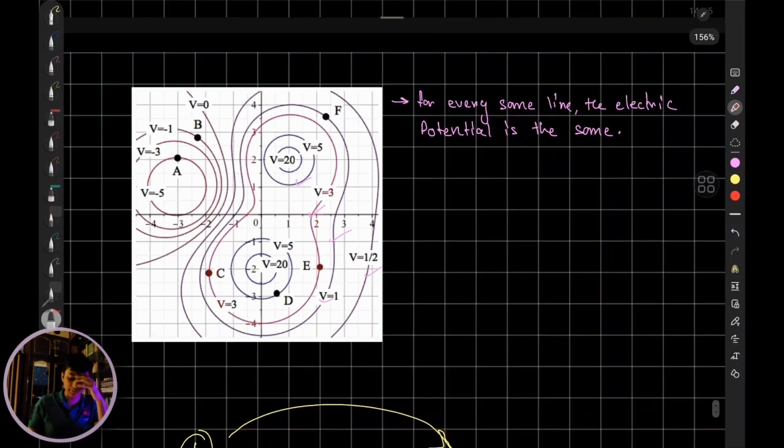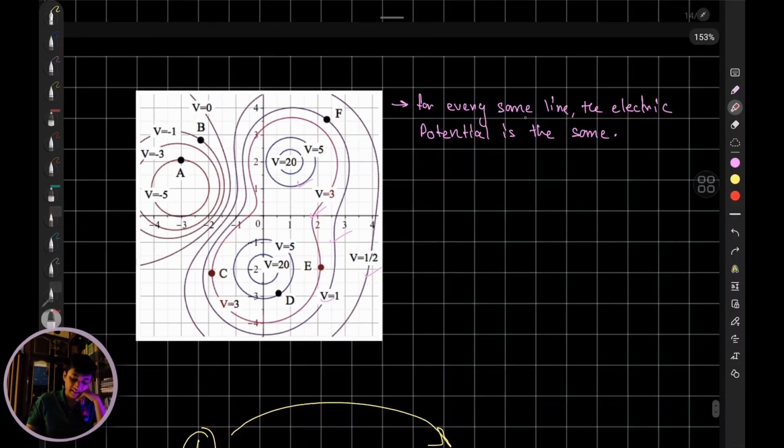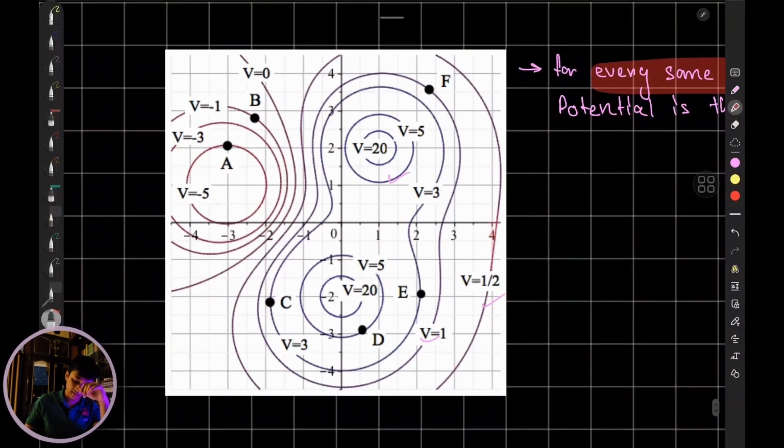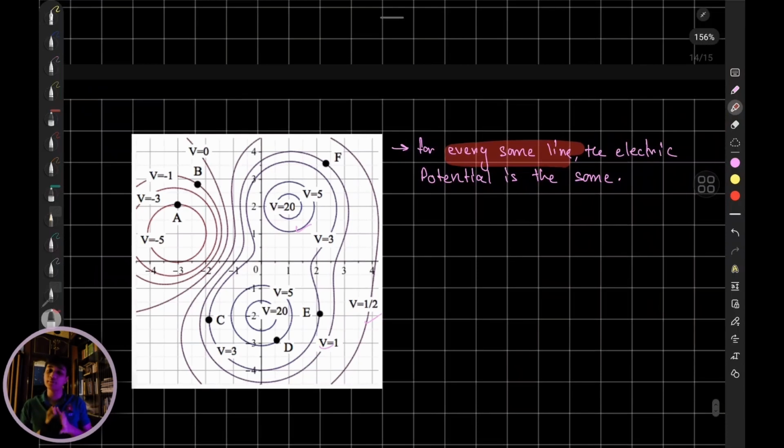That is why I wanted to mention this, that if you travel on any point on this line that I highlighted, you're going to feel the same potential, the same volt. For every same line, let's say I talk about this line or this line or this line, the electric potential is the same. It remains the exact same. If we consider this line, it's going to have half volts all throughout this line. So that is the point of drawing these circles, or whatever you want to call this shape. Every point on that shape is going to have the same voltage.